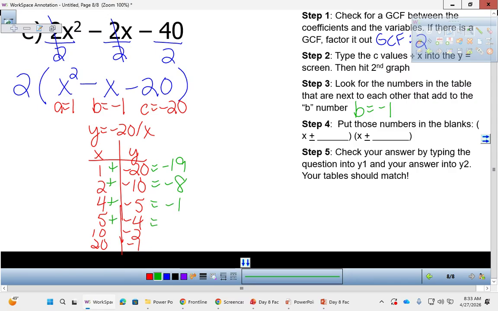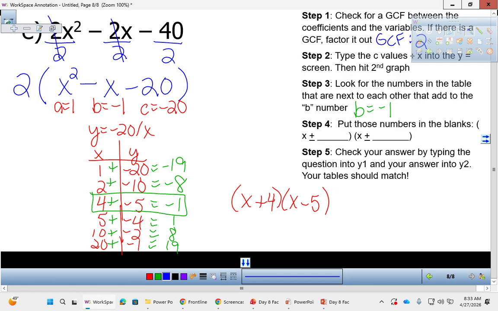Eventually, you're not going to write all of this out, right? This is just your toolkit notes, so it's helpful to see it. I need the combination that adds to negative 1, because the B value was negative 1. So I'm looking at a positive 4 and a negative 5. If I write that in factored form, remember we've got the x's in the front, and we're just filling in the number that goes with that. So that's a positive 4 and a negative 5.